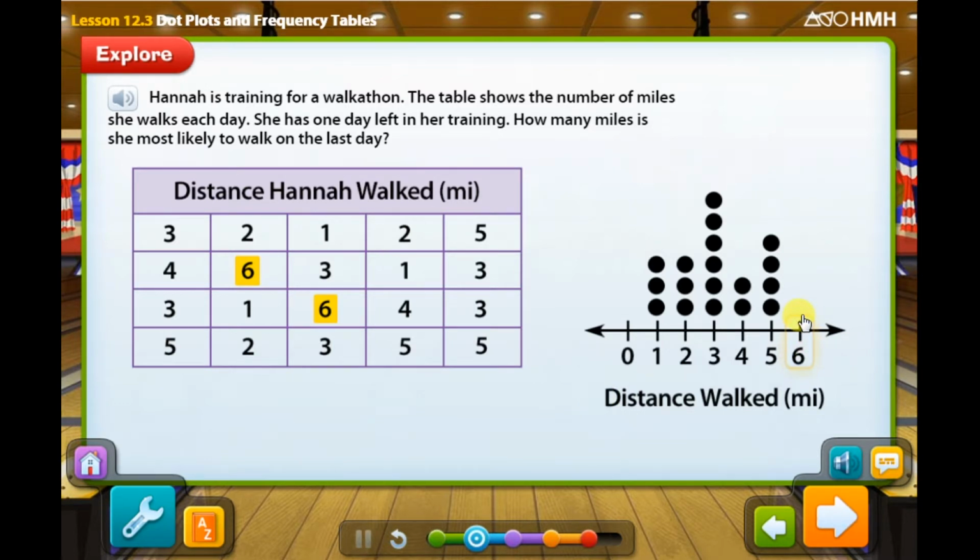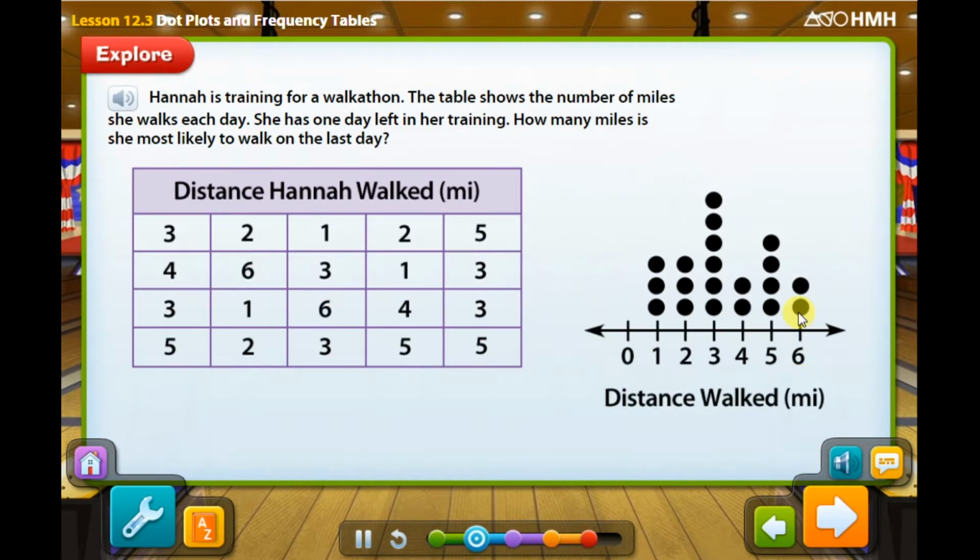So now, are you aware why we call this a frequency table? Because the numbers here are repeated frequently. And we represent how many times each number repeated by using dot plots. The last number here is 6. 6 is repeated 2 times, so we put 2 dots. Since Hannah walked 6 miles 2 times, there are 2 dots above the mark for 6 miles.